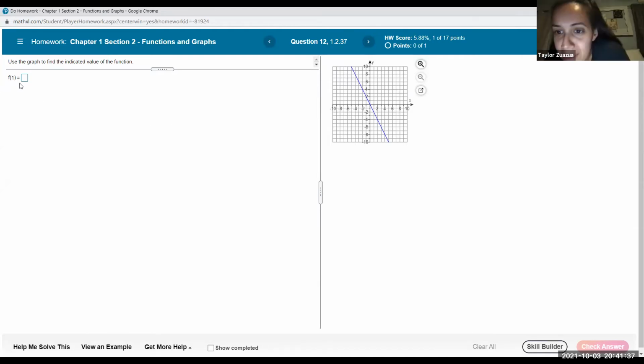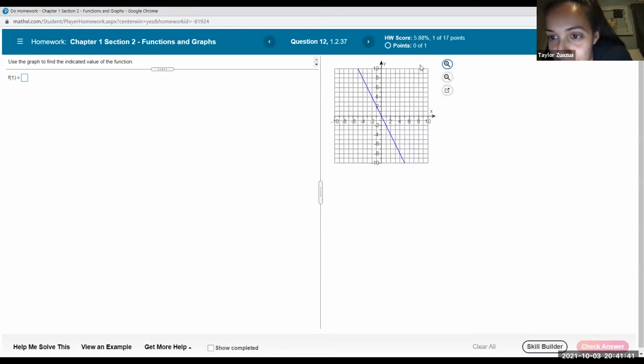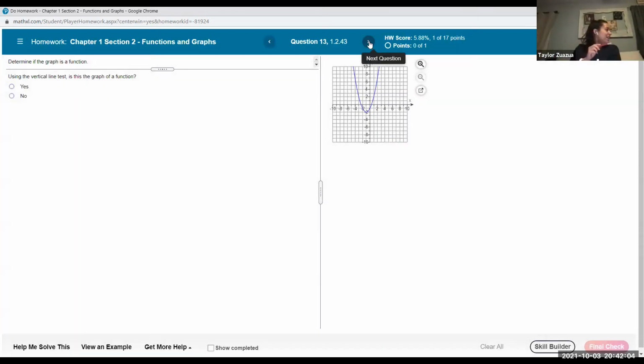How about this one? It's asking for F of 1. So your 1, would it be -2? Excellent. Yep. When X is 1, it goes down to -2. That's your answer. Gotcha. See, I kind of get those more and more.